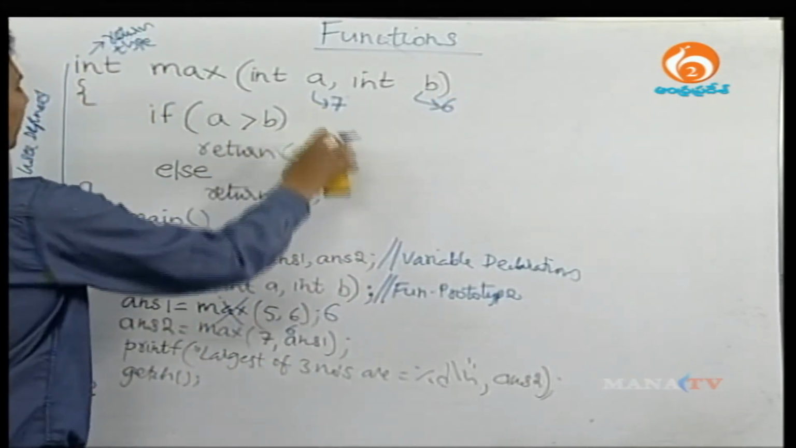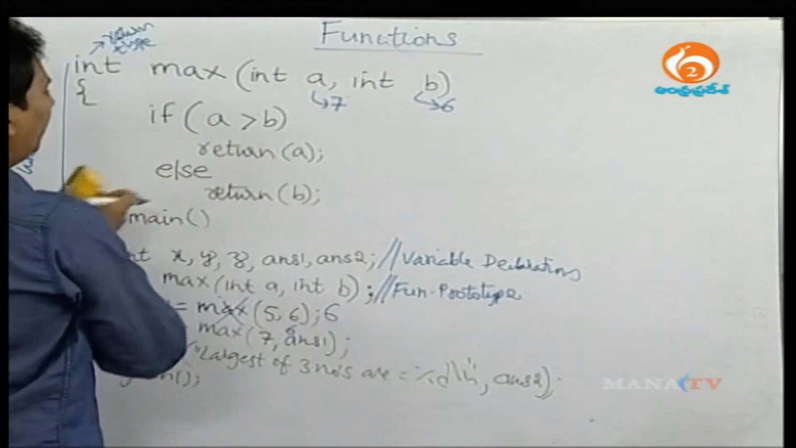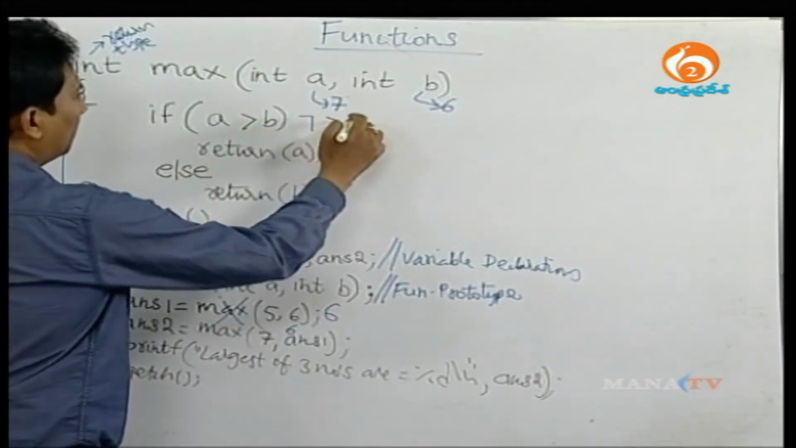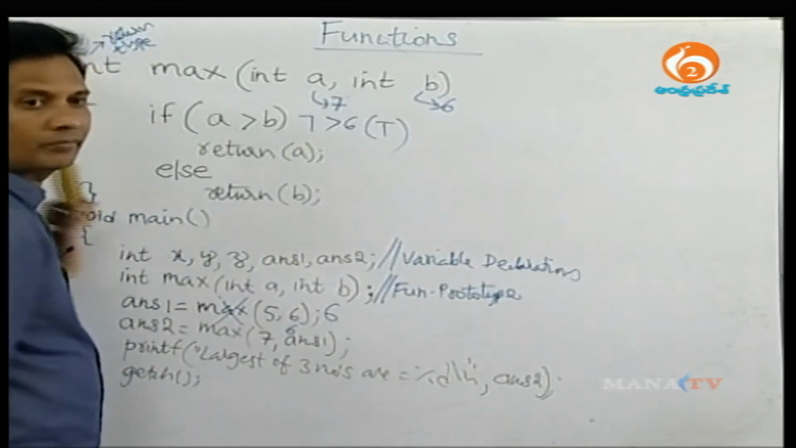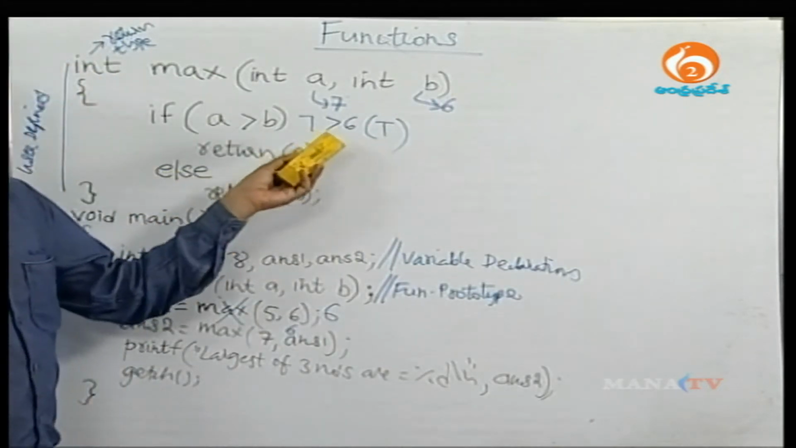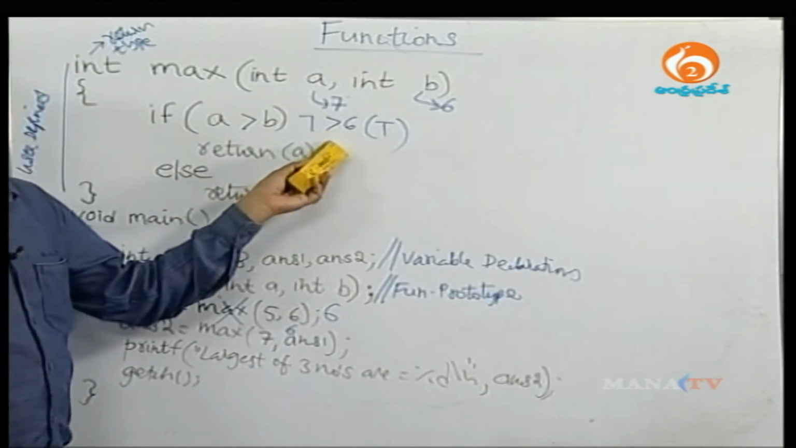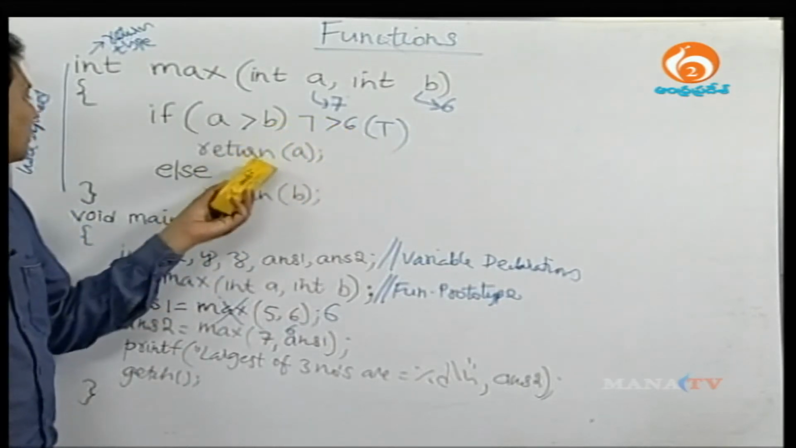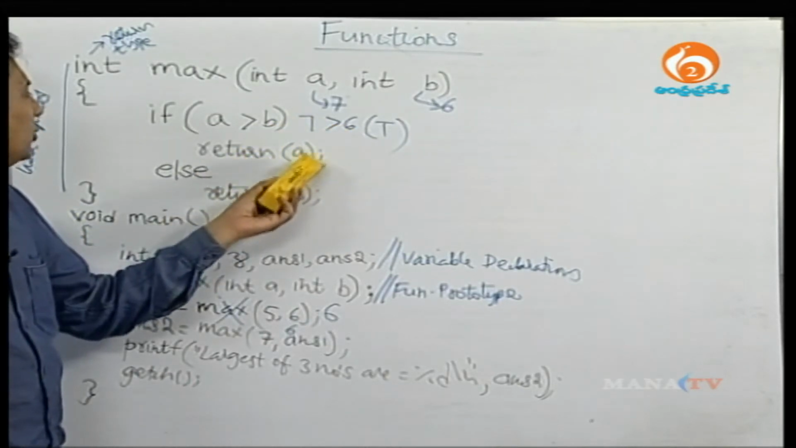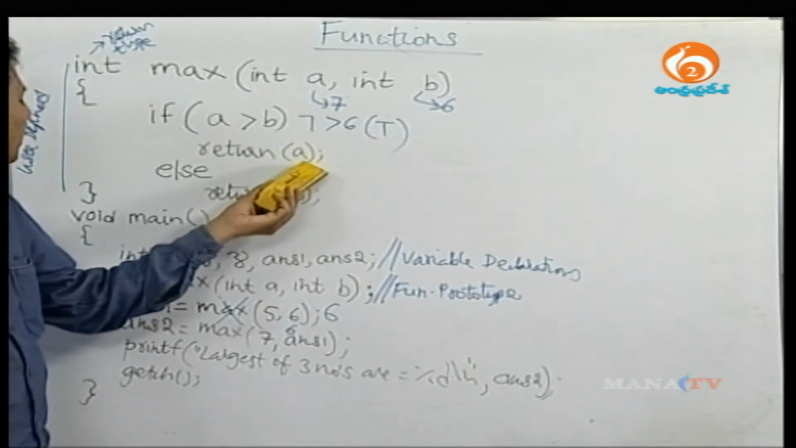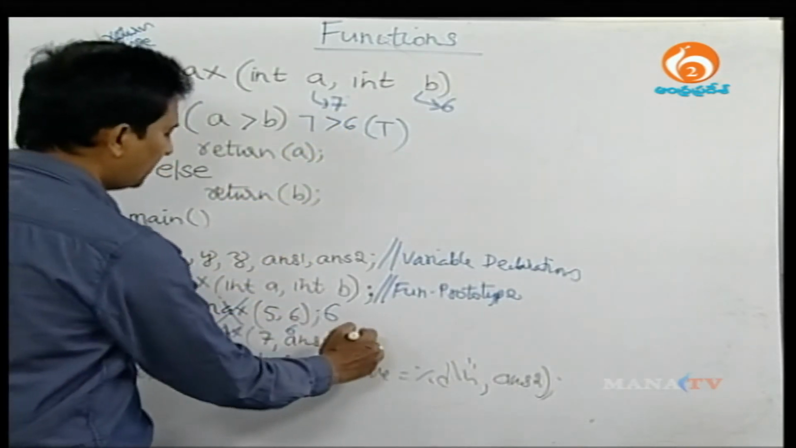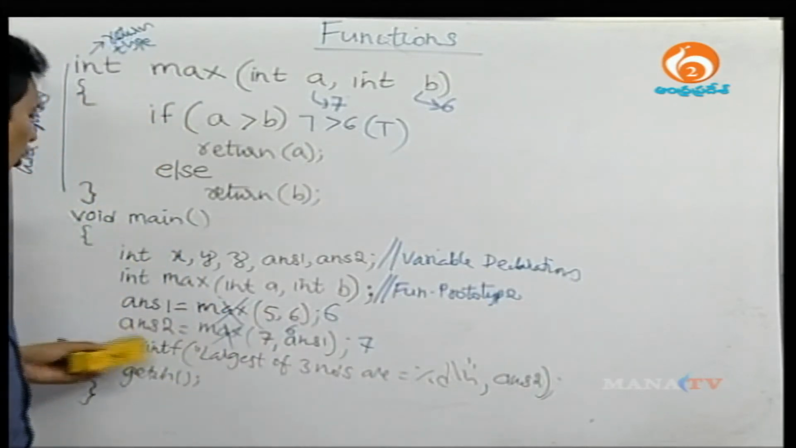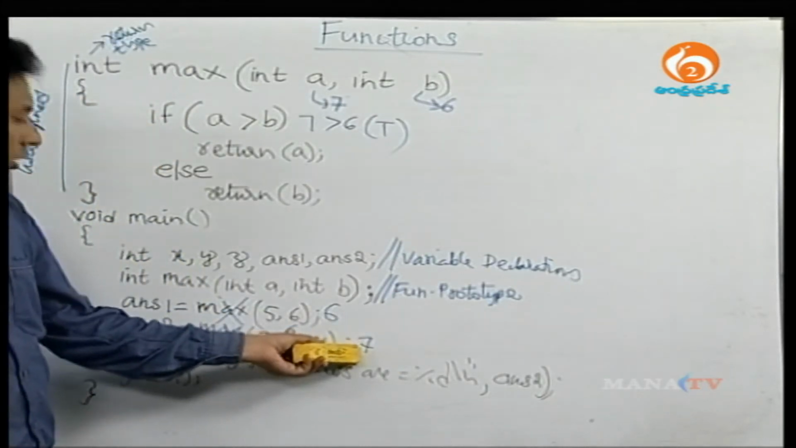So now the comparison starts. 7 is greater than b, that is 6. So it is true. Whenever the condition becomes true, next is return of a. A means what here? That is 7. 7 is returned to the calling function. This is replaced with 7. So answer 2 contains 7.